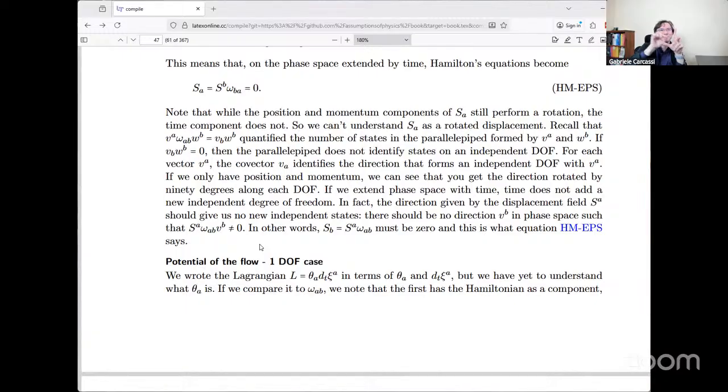If I take the displacement field, and so I'm moving forward in time, the point is that I should not find any other vector that would form an independent degree of freedom with that motion. While the vector exists, if I try to make a parallelepiped with any other thing, and I ask how many states I have in that very parallelepiped, the answer should always be zero.